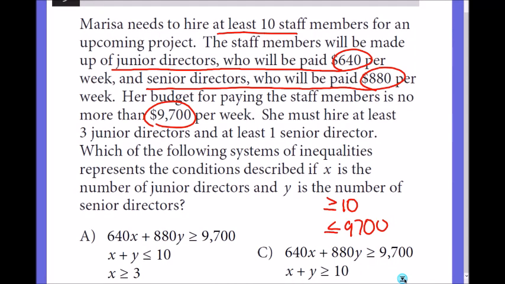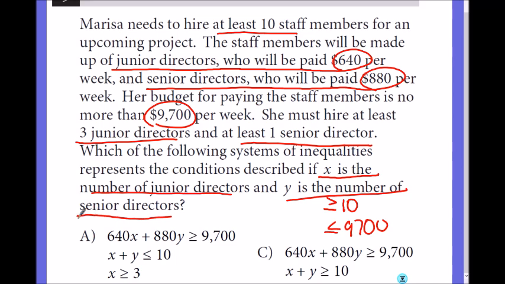She must hire at least 3 junior directors and at least 1 senior director. Which of the following systems of inequalities represents the condition described if x is the number of junior directors and y is the number of senior directors? So x plus y, total number must be greater or equal to 10. And the money, so junior gets $640 per week. So $640 times x plus $880 for seniors, $880 y.